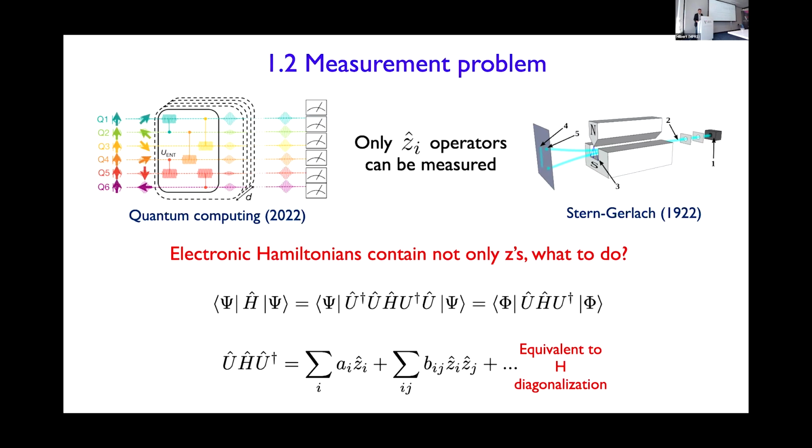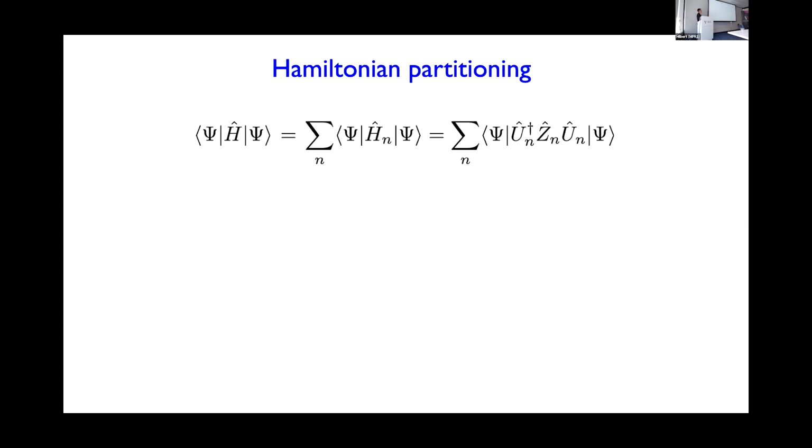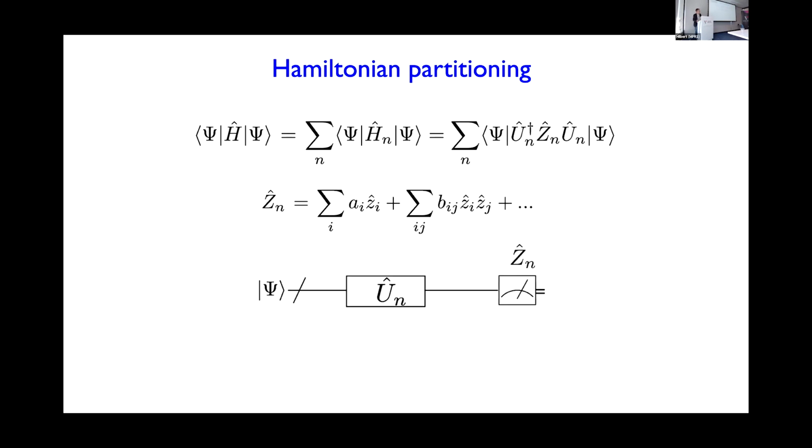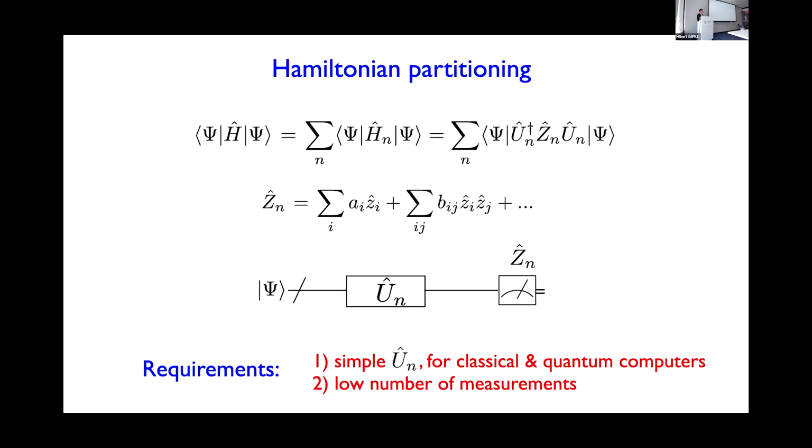So what's the way out of this problem? It turns out you can use the linearity of the expectation value. You can break the Hamiltonian into parts that are easily diagonalizable, or brought to the Z-only form, right? Because diagonalizing a part of the Hamiltonian is always easier than the whole thing. And that's what we do here in these partitioning schemes. We break down the Hamiltonian into parts, and then we measure the parts with this trick of introducing extra unitaries.